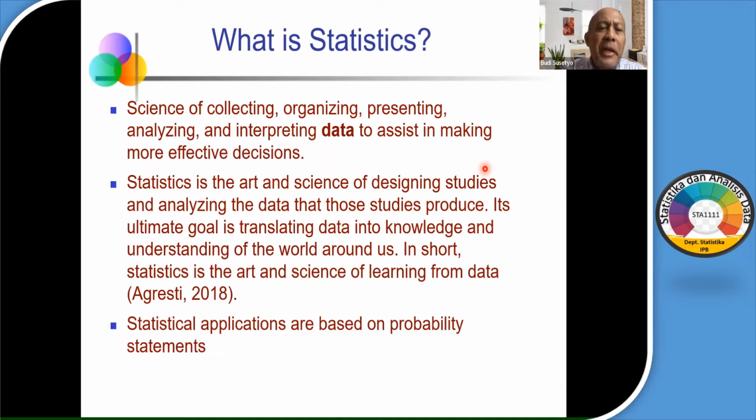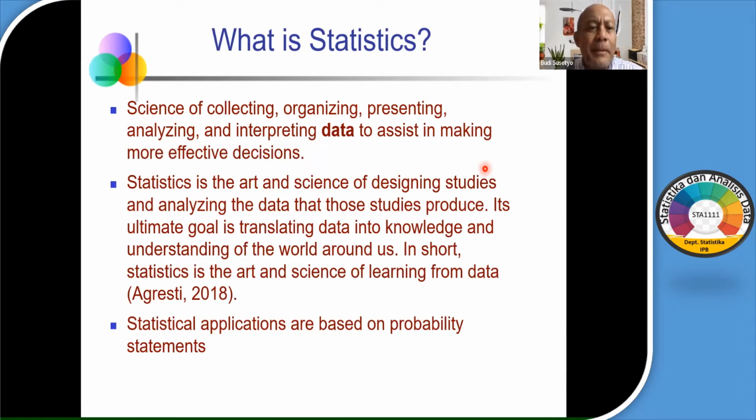To assist in making more effective decisions. That means you can also make a decision without data. You can answer that, but it could be that it will not be effective. It could be it will not be accurate. Therefore, with the statistics, you can use the data. From the data, you will get information for making more effective decisions. The word more effective, this is a very important thing.